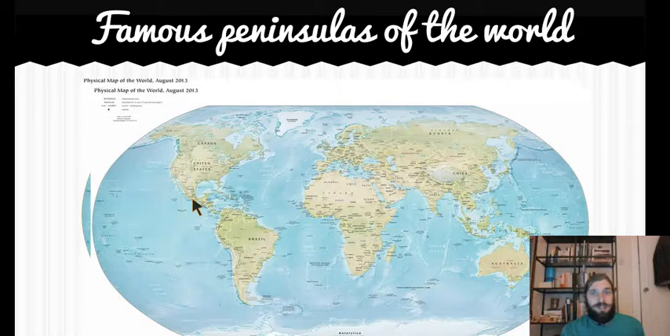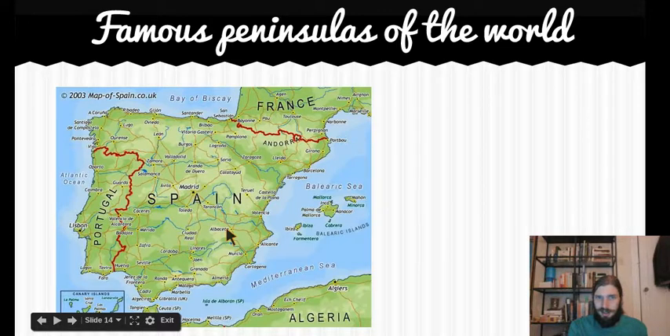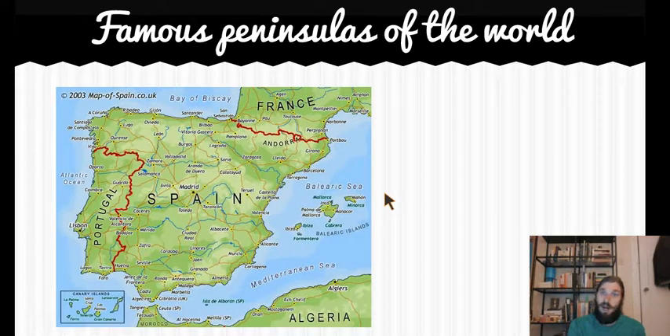Another famous peninsula in the world, do you remember that European country, one of those European countries that sent so many folks, explorers, trying to find a trade route to China and India? That country would be Spain, all right? And Spain is also a peninsula, almost completely surrounded by water, but not quite. It's connected by France to the rest of Europe, unlike Britain, which is an island.